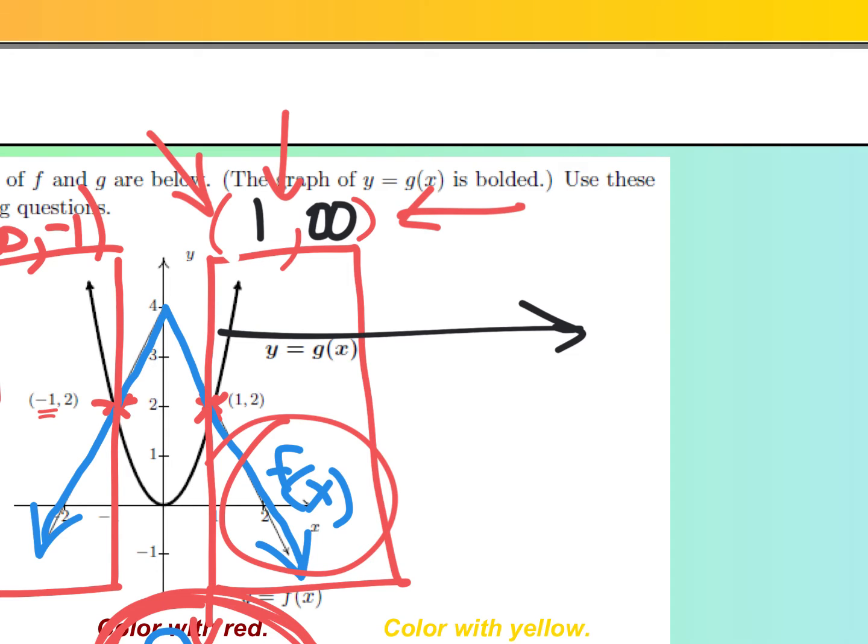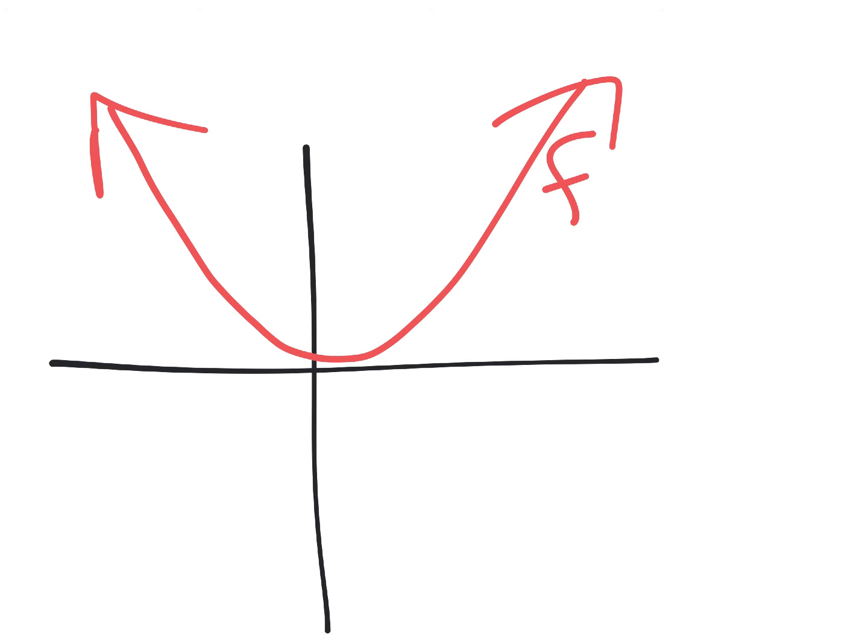All right, I'd like to do another one like that. Everybody, make another XY chart. We're going to make another function. It's going to be another parabola. And then we're going to call the parabola f of x. Make it red.